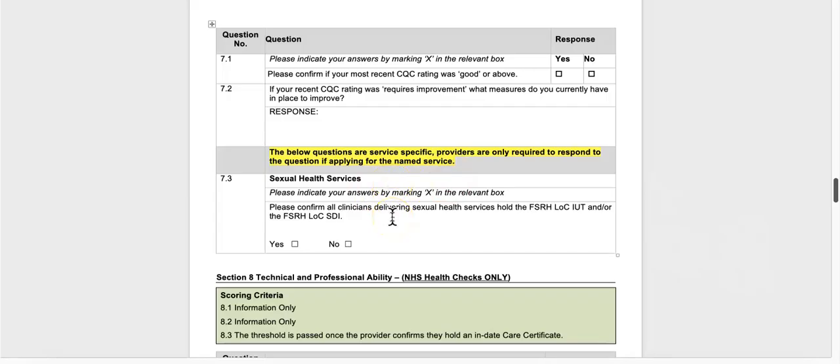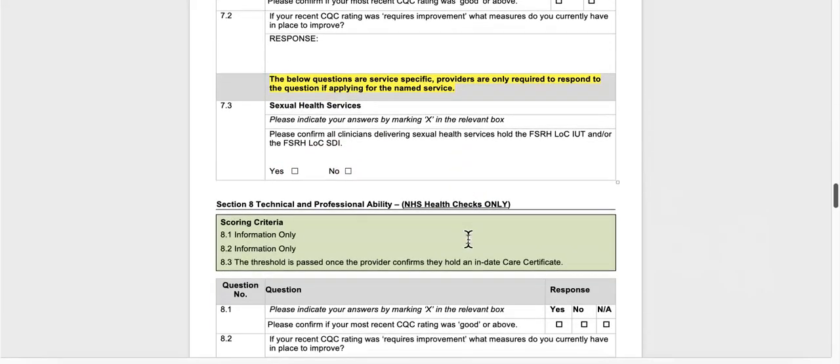If you are, you're asked to confirm that all clinicians delivering sexual health services hold the FSRH or LOC IUT and or FSRH LOC SDI. And that's a yes or no answer.